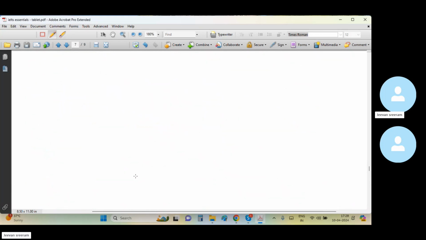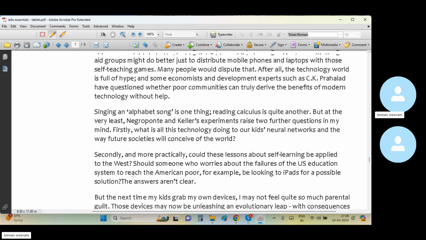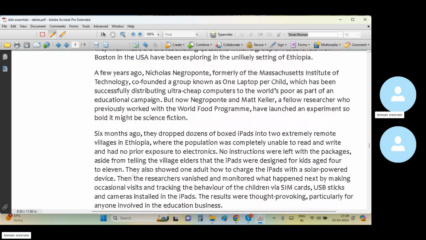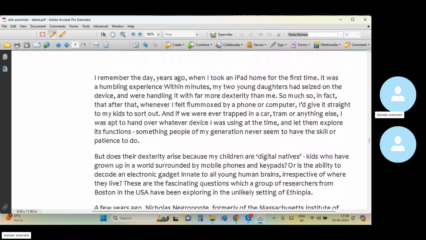Before they got devices, they didn't know anything. After they got them, they became skilled. Even in the beginning, she has come up with evidence. Please observe, he or she, the author: I felt flummoxed by phone or computer. I would give it straight to my kids to sort out. If anything is problematic in the phone, the author gives the phone to her kids. They are going to sort it out. Which means that's skilled. They must be more skilled.